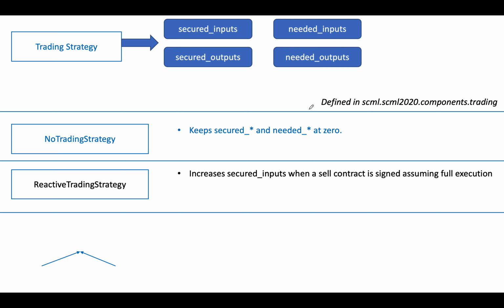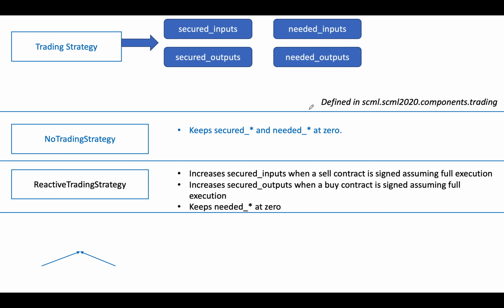The second one is reactive trading strategy, not to be confused with a no trading strategy. In this case, this agent will increase the secured inputs when a sell contract is signed, assuming full execution, and do the same for outputs, assuming full execution, but keeps the needs always at 0. So it says, I don't need anything, but I'm having extra all the time. How can this be useful? Not much. That's why reactive agents that are based on this trading strategy are not very useful. They do not achieve that well in the simulation.